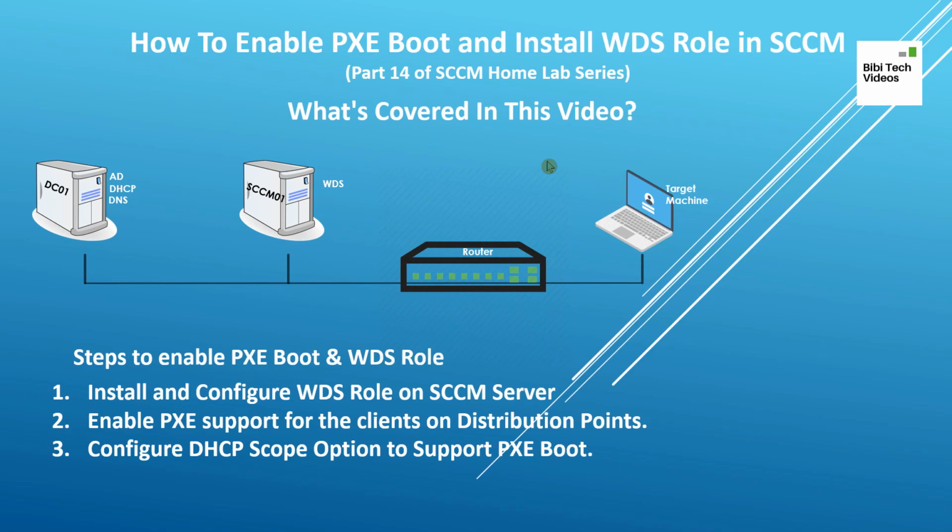There are basically going to be 3 steps for this. In the first step, I'm going to install and configure the WDS role on the SCCM server. In the second, I will enable PXE support for the clients on distribution points. And in the last, the third step, I'm going to configure the DHCP scope option to support PXE boot.